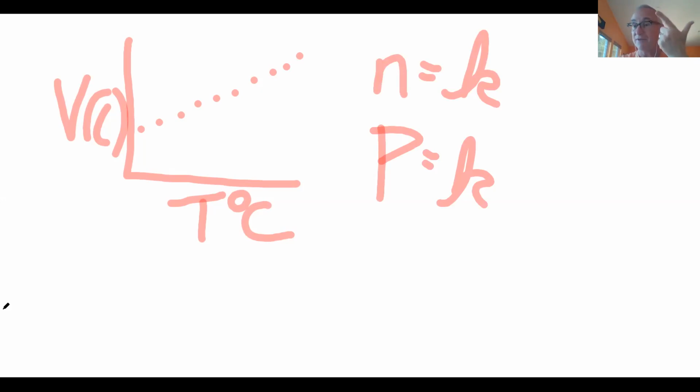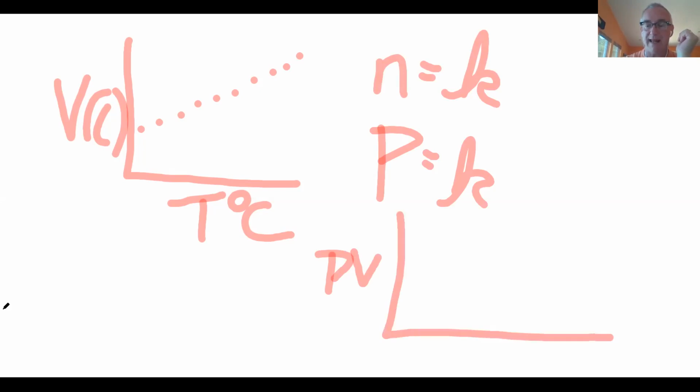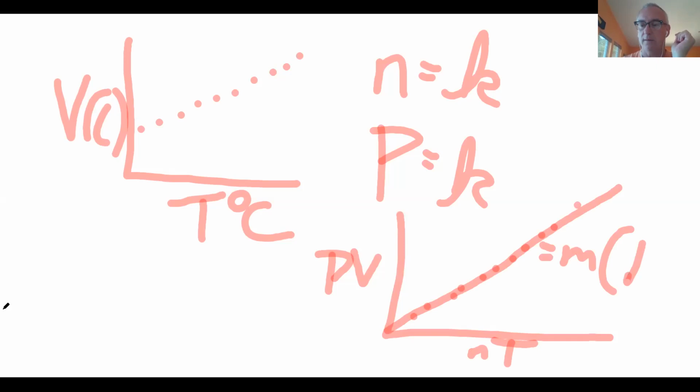What you're going to have to figure out is a way to plot PV versus NT. That is what you're going to plot. And when you plot that, the slope of the line should be R. Obviously I've run this already and you get R. It actually does a really good job.